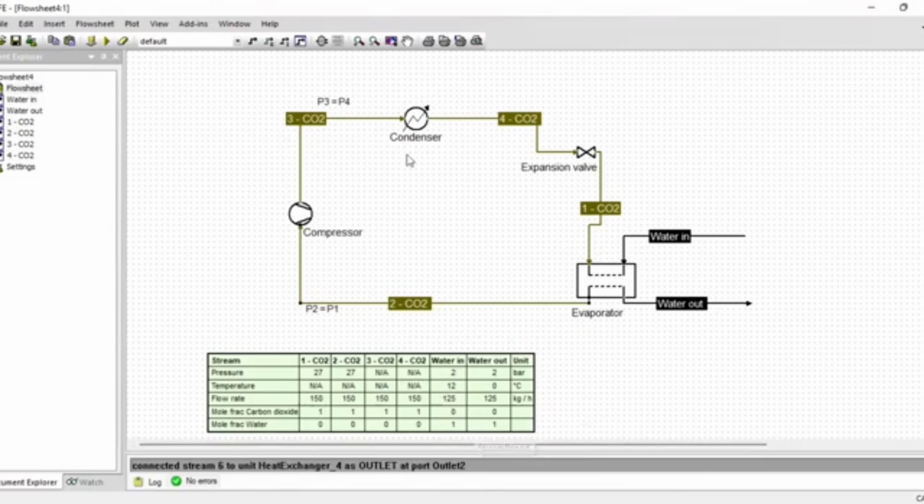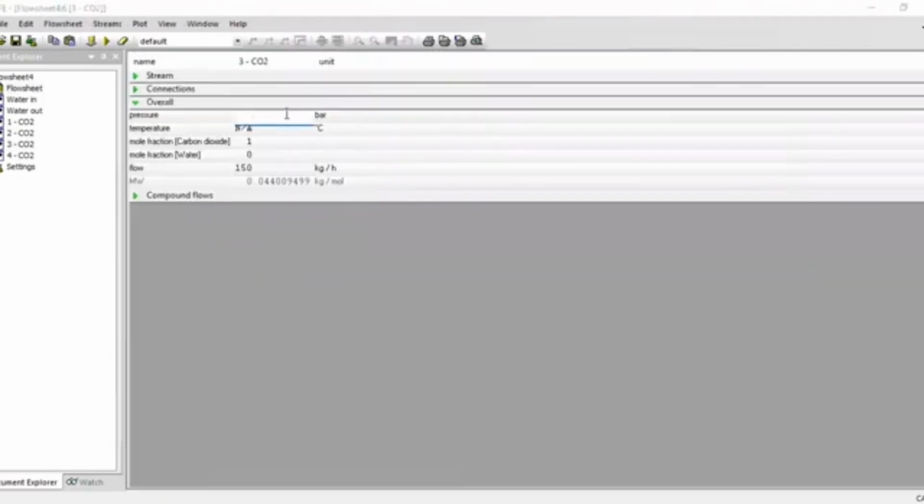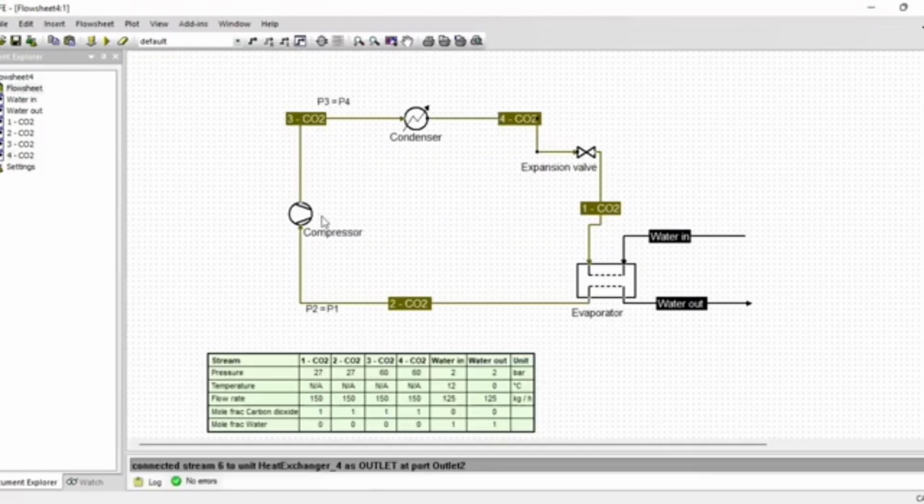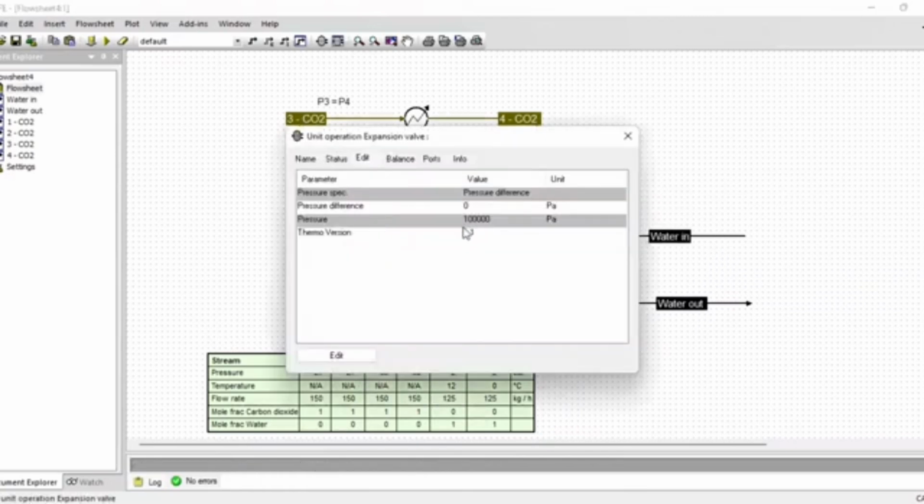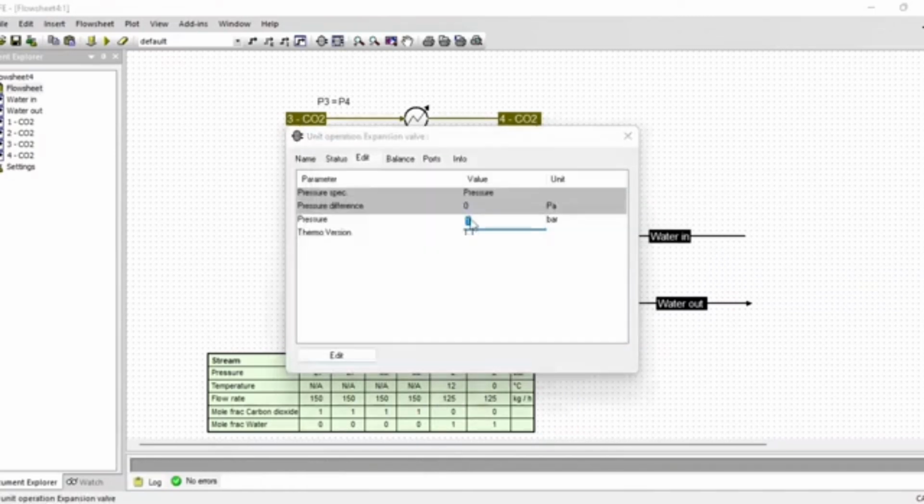Great. Now, if we look back at our report, we are only short the temperatures. When you run the cycle for the first time, you might want to manipulate the heat duty for the condenser or the power required for your compressor. Also, the outlet pressure for the expansion valve. For the expansion valve, we want an outlet pressure of 27, since we said those streams will be operated at 27 bar.